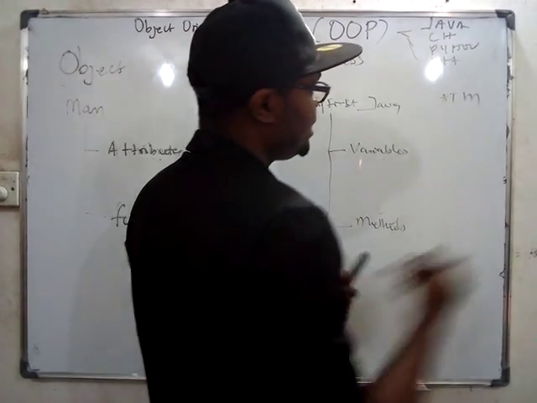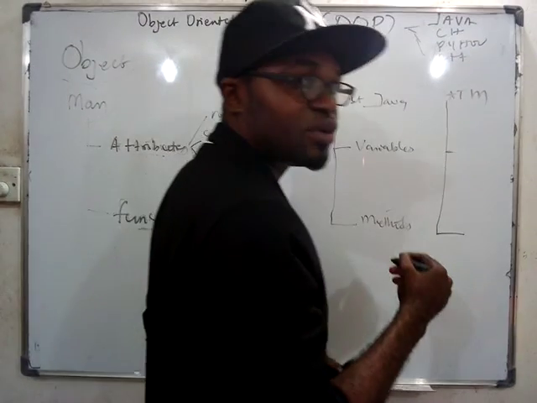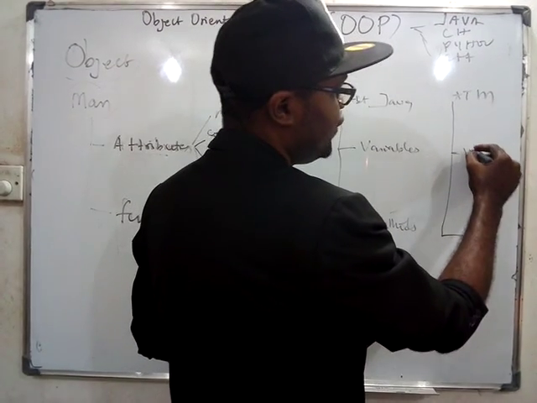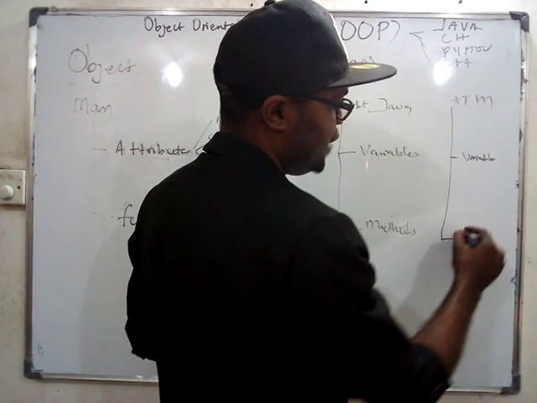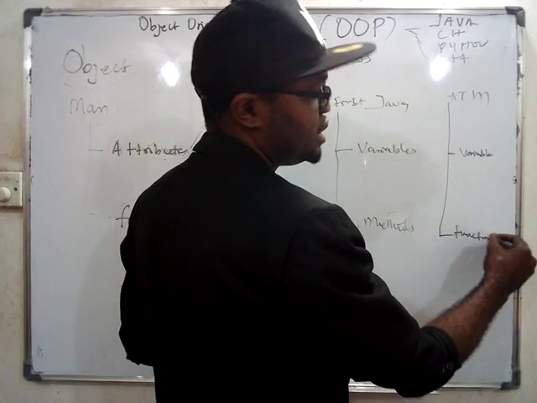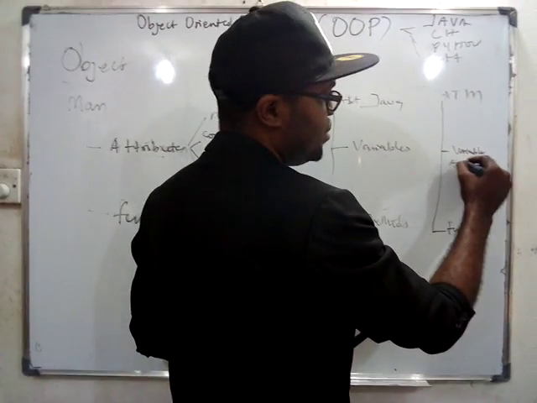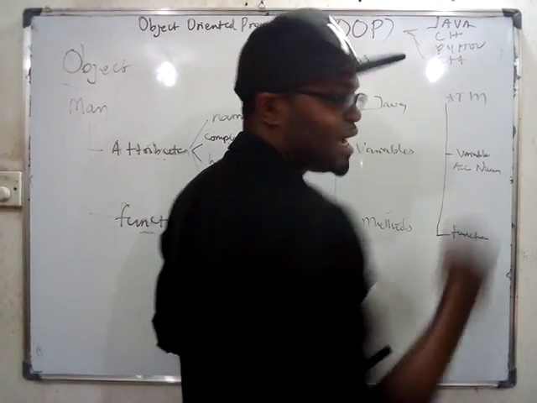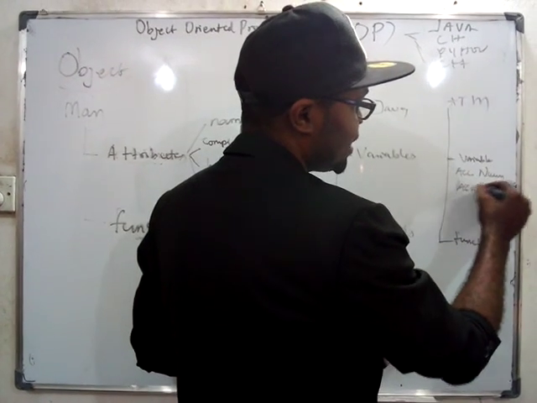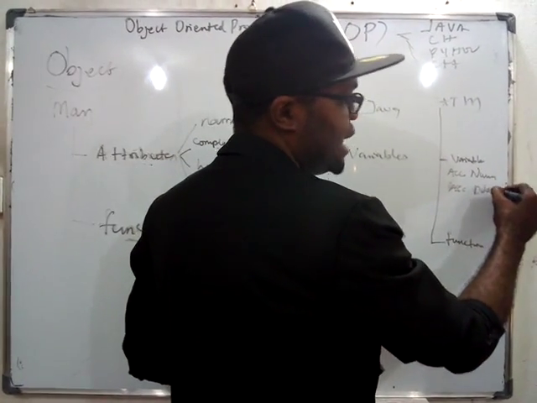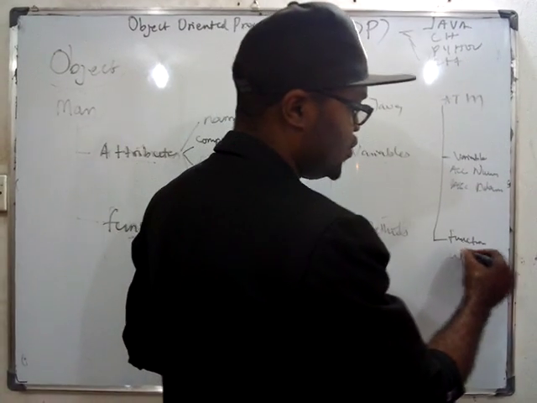This ATM software has two things, just like every object-oriented programming: variables or attributes, and functions, because it's an object. So tell me the variables of an ATM machine. Account number, account name. Those are the attributes or variables.